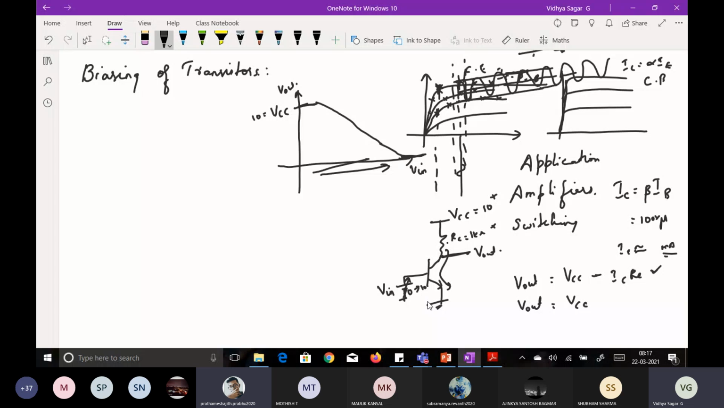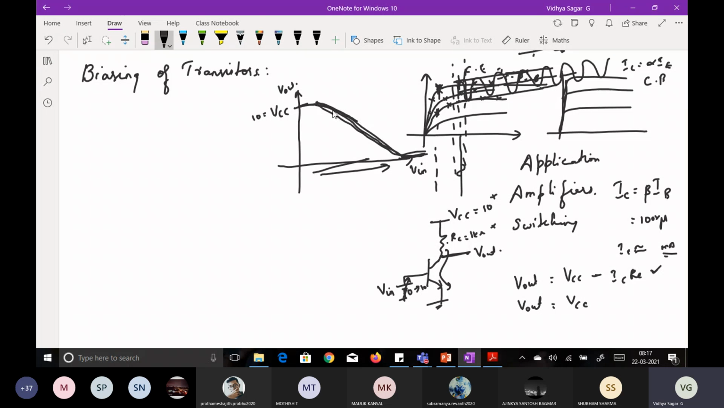So, sir, basically when the current IC increases and ICRC equals VCC, then no matter how much input voltage we give, the output voltage will be 0, right? Yes, of course. Okay, sir. Clear? So now this is the transition from peak to low value.